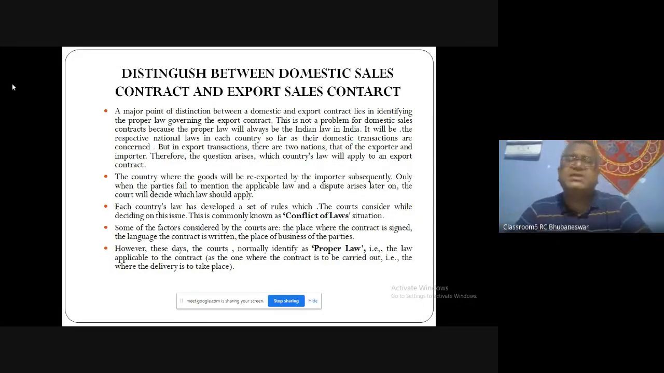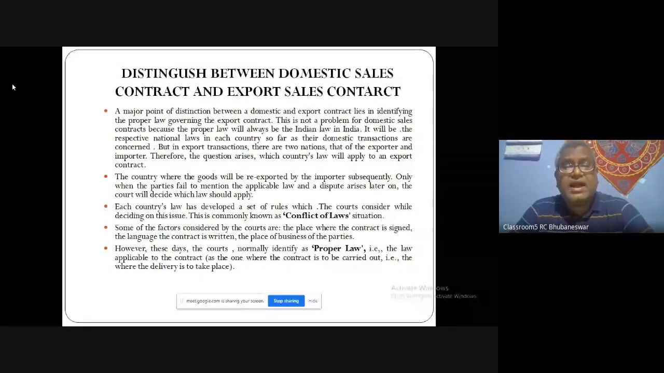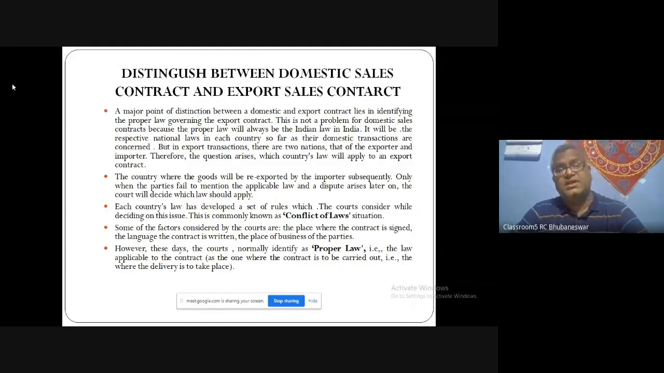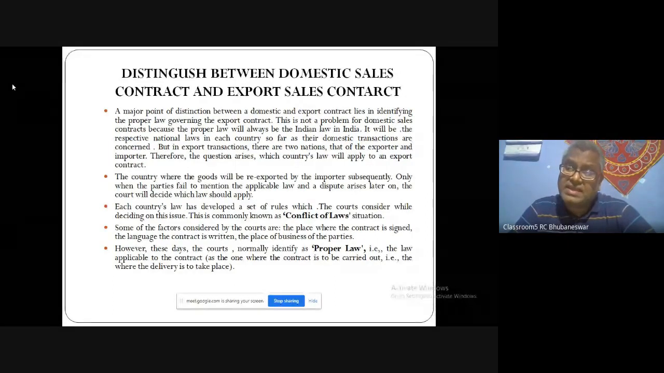If you are exporting to China, the export sales contract is different. If you are exporting goods to the USA, or to Japan, or to some other country, the export sales contracts are different. It means different countries have different laws and different guidelines. So we have to know the guidelines of certain particular countries. If any party fails to mention the applicable law, or does not know about the guidelines, a dispute arises.